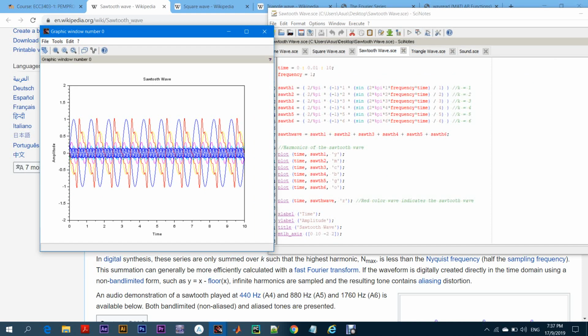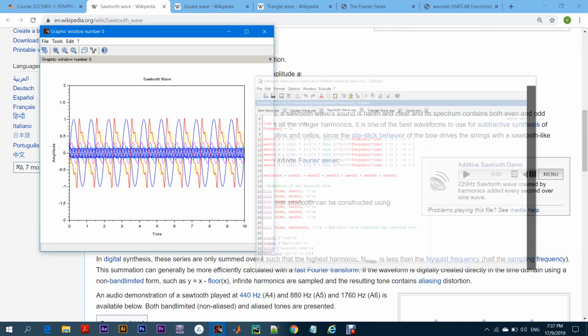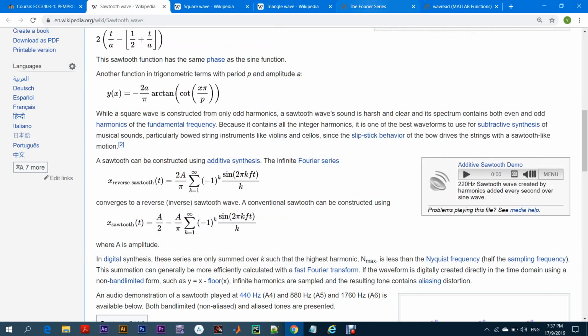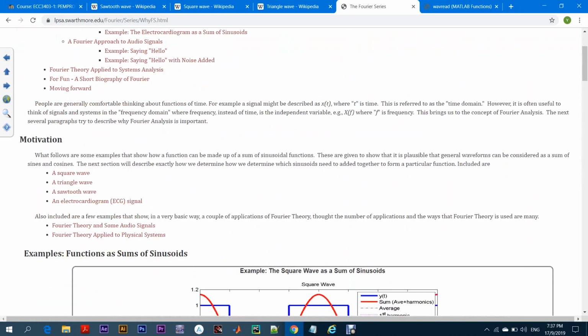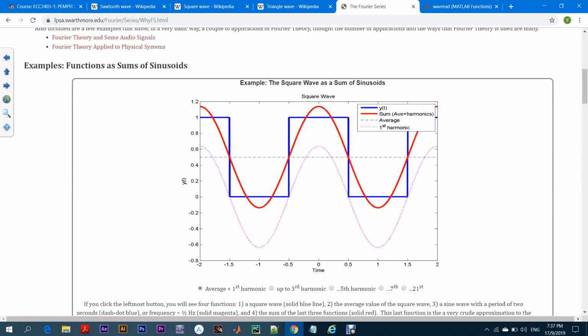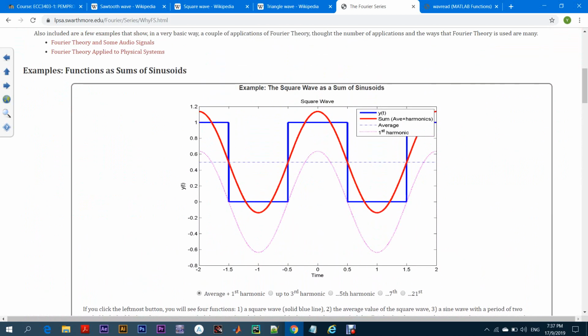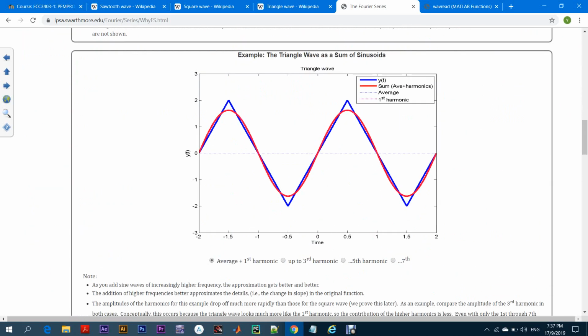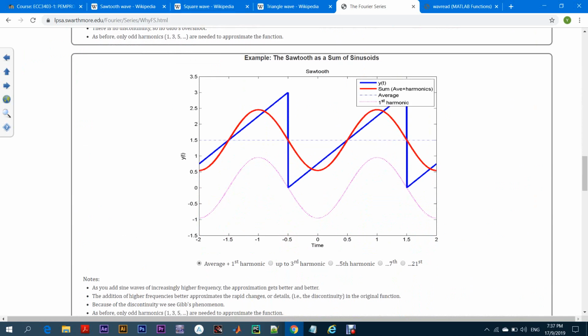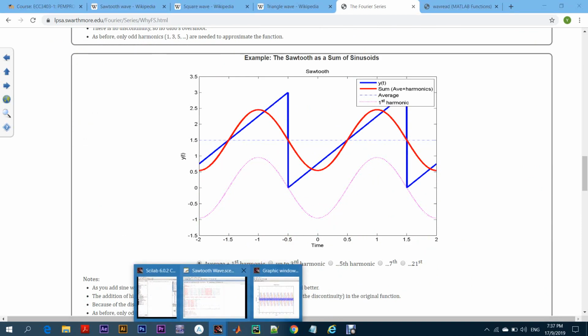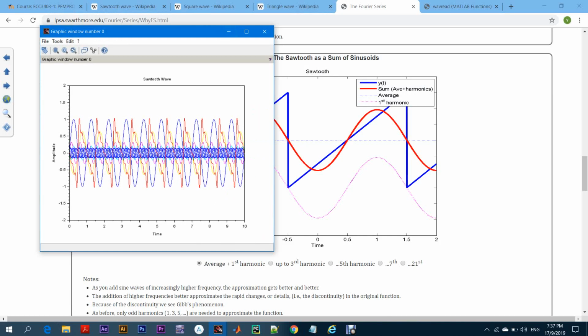So to check whether my result is correct or not, just Google search the function as sums of sinusoids. So this one is the square wave as a sum of sinusoids. This one is a triangle wave as a sum of sinusoids, and this one is a sawtooth wave as a sum of sinusoids. This one is not in a reverse form, and in my case it's in a reverse form.